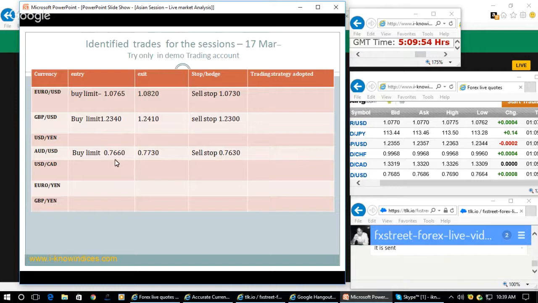Then in the case of Australian dollar, at 76.60 we can keep the buy limit order. In case they don't drop again below 76.84, the initial high, for more than 30 minutes, then we may modify the buy limit to a higher level and try to buy. Then at 77.30 we can keep the take profit order. At 76.30 we can keep the hedge order.